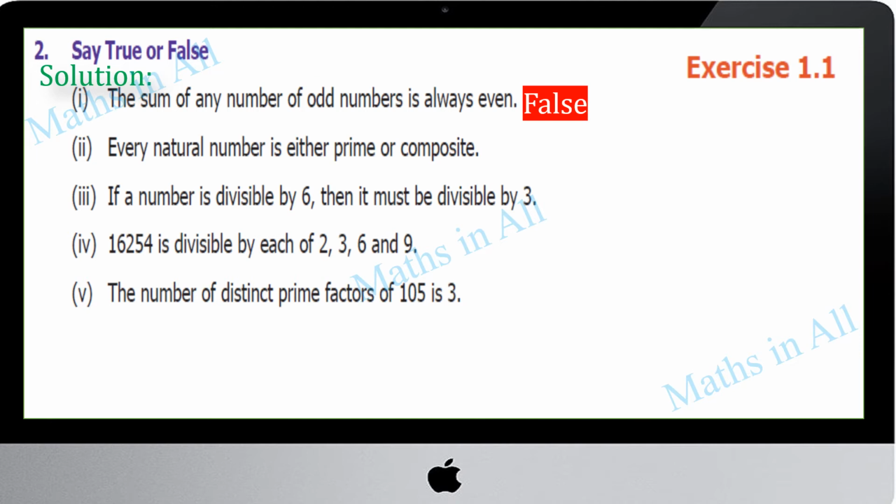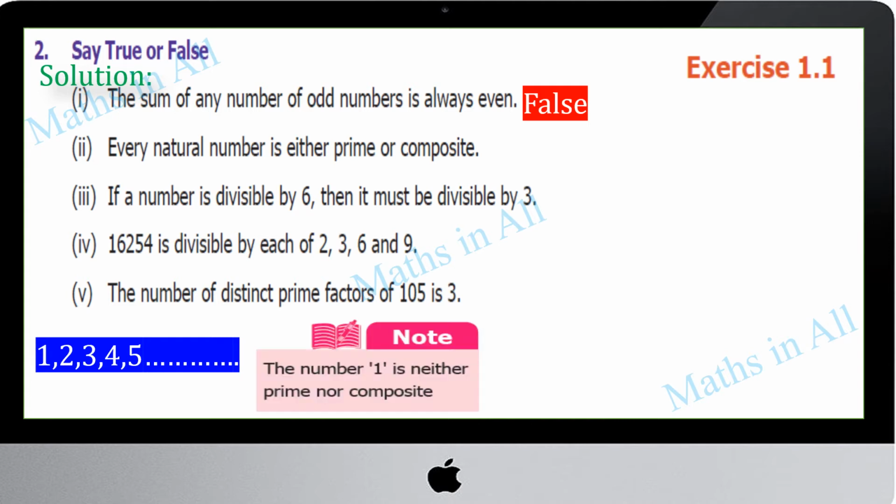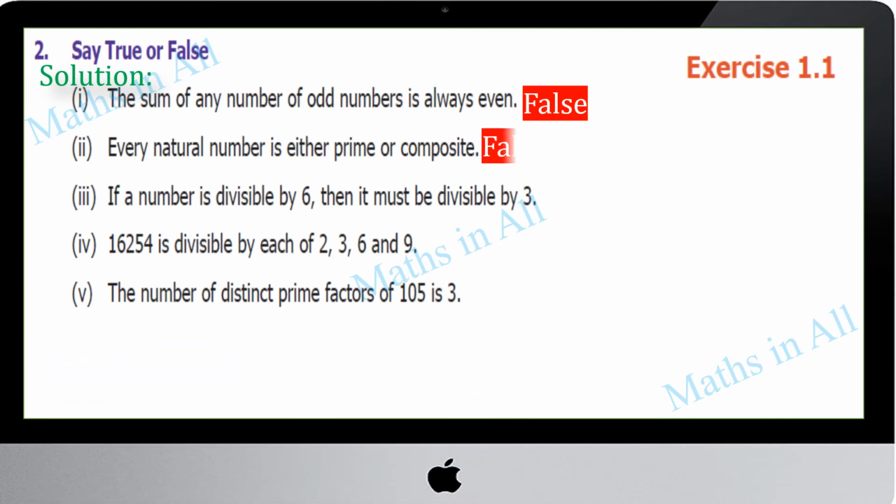Okay. Second, every natural number is either prime or composite. So natural numbers start from, yes, 1, 2, 3, 4, 5. So look at 1. We know that, isn't it? Number 1 is neither prime nor composite. They have said 1 is neither prime nor composite. So the statement is wrong. So the answer is false.